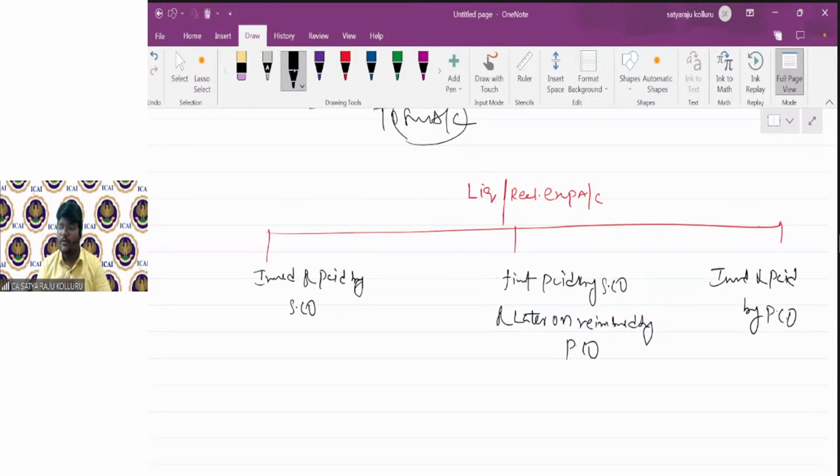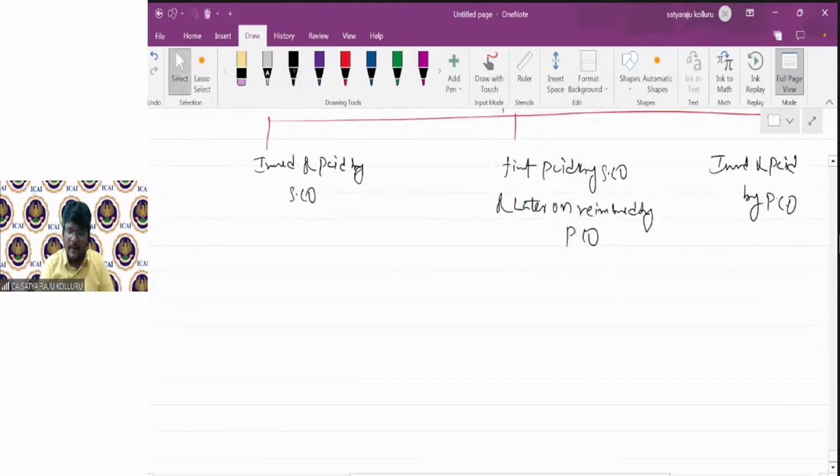So the third scenario is liquidation expenses not at all relevant or not at all checked by the selling company, ultimately incurred and paid by the purchasing company itself. That is the agreement. These are three different scenarios. In the first scenario, incurred and paid by the selling company, what is the accounting treatment in the books of selling company? What is the accounting treatment in the books of purchasing company?